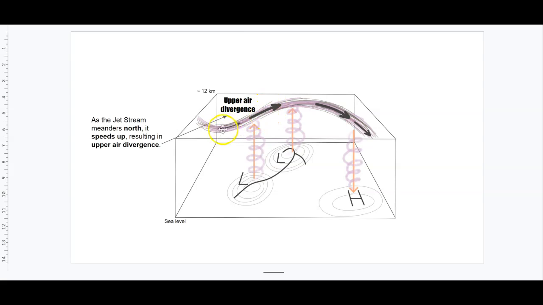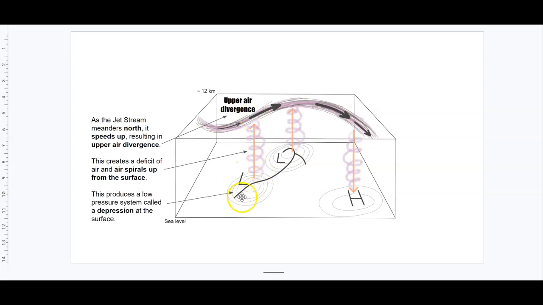So, as the meandering of the jet stream takes it back further towards the north, it speeds up. More air is leaving than arriving, and that's going to create a deficit. Atmosphere does not like that, and it's going to draw the air up from the surface, spiraling up from the surface. That's going to help to reinforce the development of the low pressure system and help to get it to that rotational stage there. So there is your moving further to the north, the upper air divergence, which is helping to create the fully formed depressions.